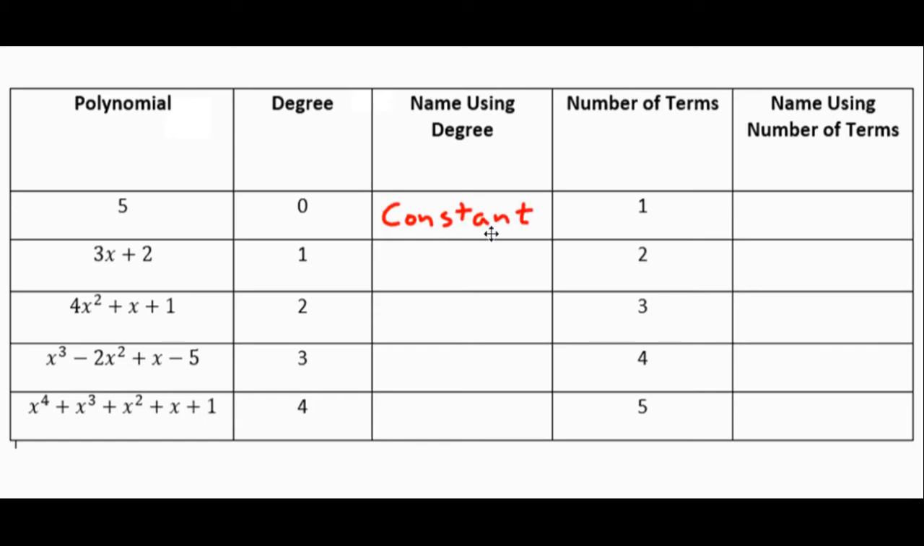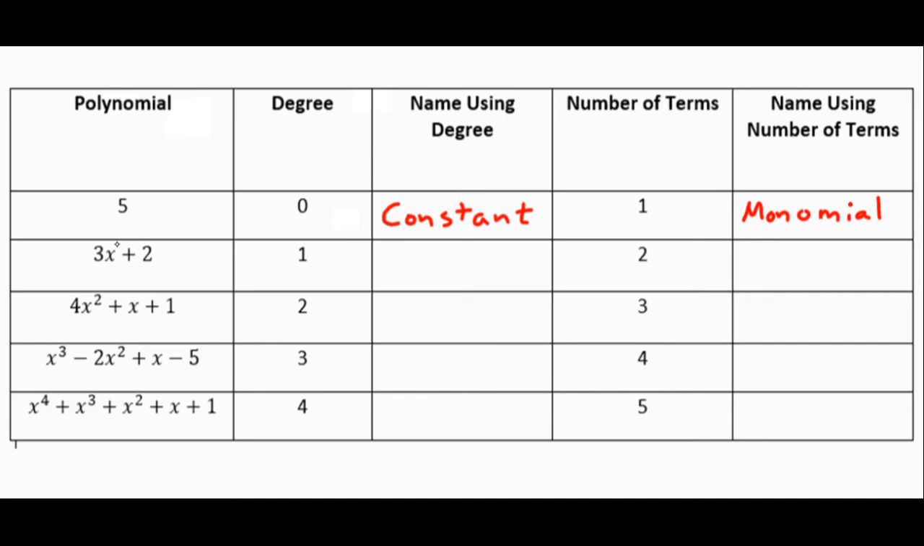And this is a term that you've used before. We know that 5 is a constant, meaning it doesn't change, so that is its name. Now, number of terms. There's one term here, meaning I have a 5. This, like we called earlier, is a monomial. A monomial, meaning there's only one term.